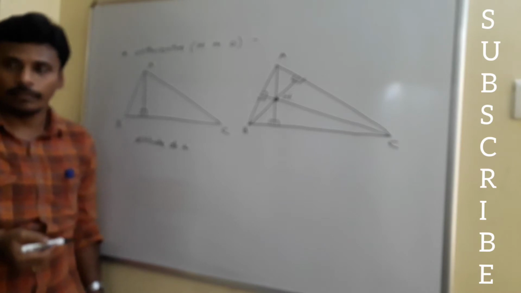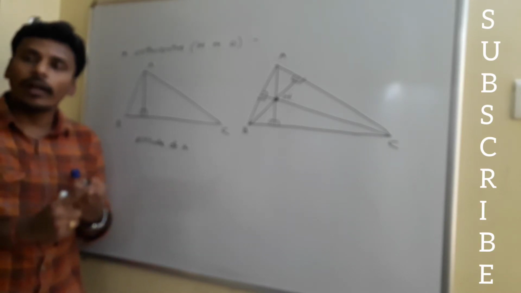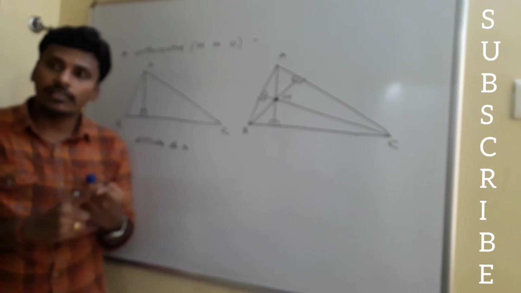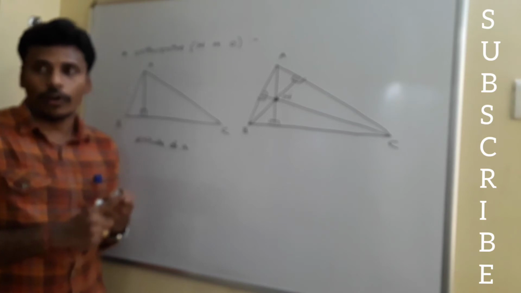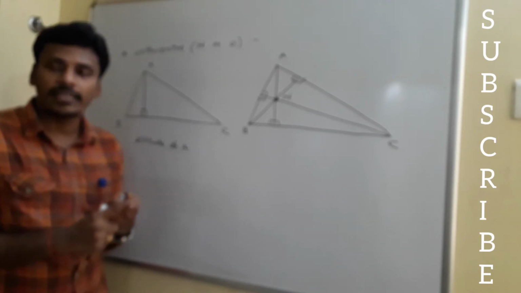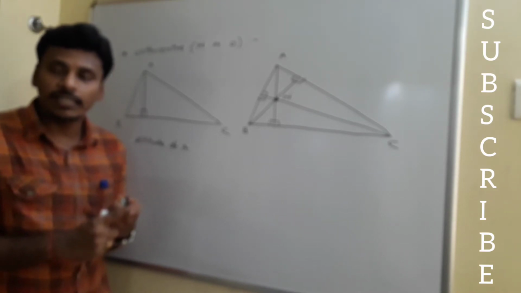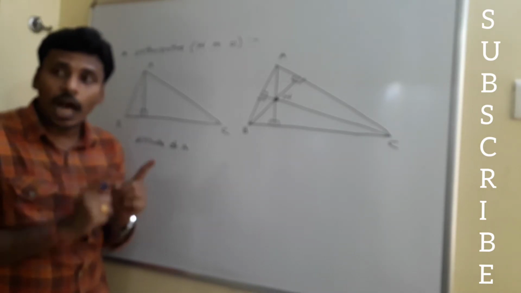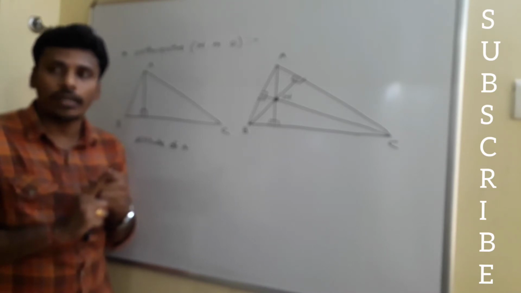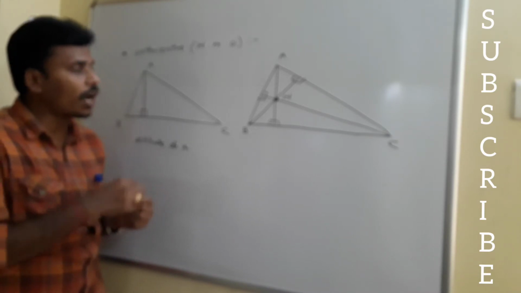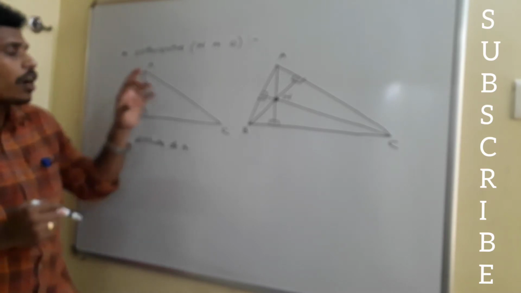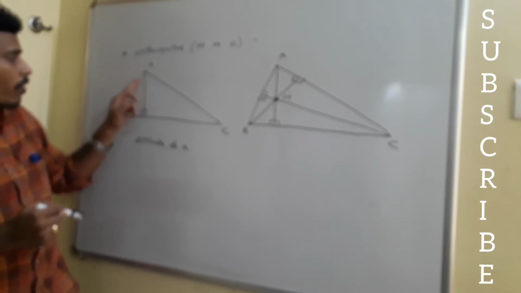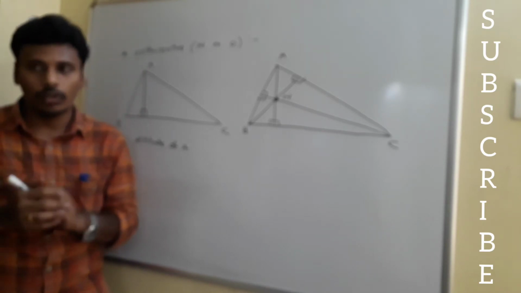Once again I am repeating, the point of concurrency of altitudes is the orthocenter. As I discussed earlier, the point of concurrency of perpendicular bisectors is the circumcenter, and as we discussed in the previous class, the point of concurrency of medians is the centroid. Now we are discussing the orthocenter. The orthocenter is the point of concurrency of altitudes, right? If you have three altitudes, those three altitudes will meet at a point, and that is the orthocenter, and an altitude is the line drawn from a vertex to the opposite side perpendicularly, right?